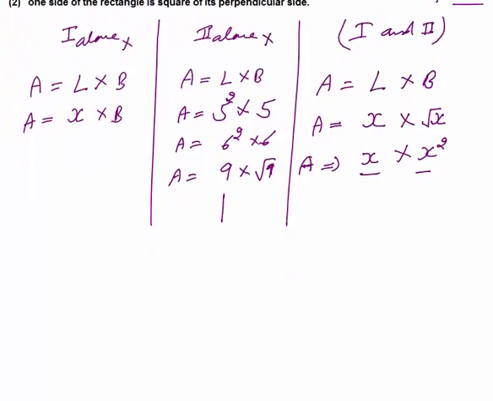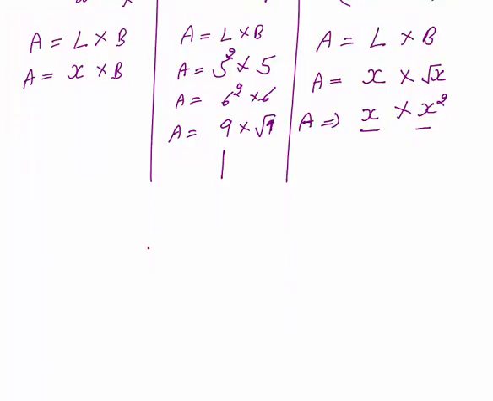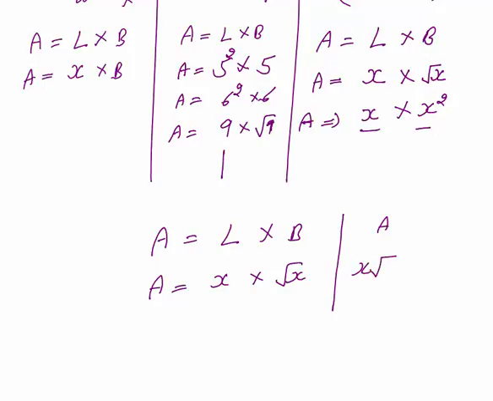Now, are both possibilities true or not? Let's try here. Area is length into breadth. So I have two cases: x into root x, in which case the area would be x root x, and here it could be x or x square. Are both situations valid? Here the area would be x cube. Now the question is, are both statements valid?